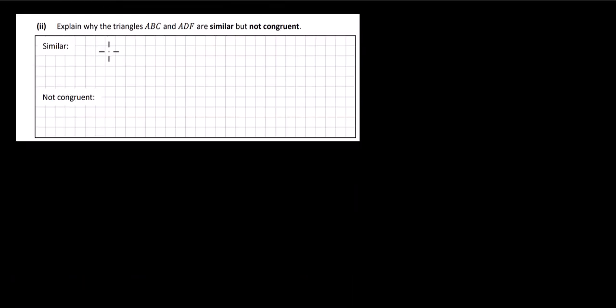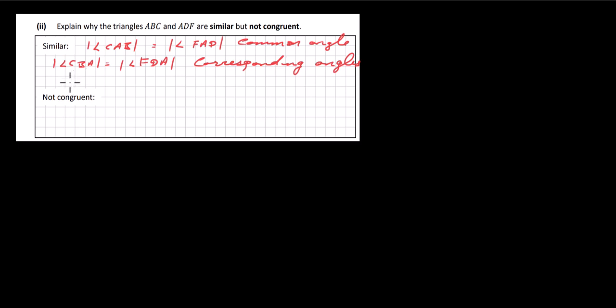They're similar because the angle CAB is equal to the size of the angle FAD. That's a common angle. We can say that the size of the angle CBA is equal to the size of the angle FDA. They're corresponding angles. And finally, we can say therefore the third angle must be the same. So the size of the angle ACB must be equal to the size of the angle AFD. Angles in a triangle equal 180 degrees.